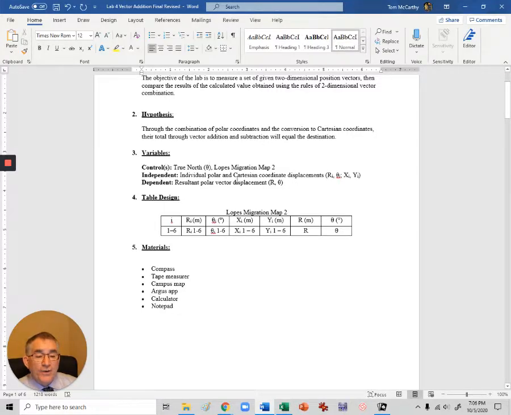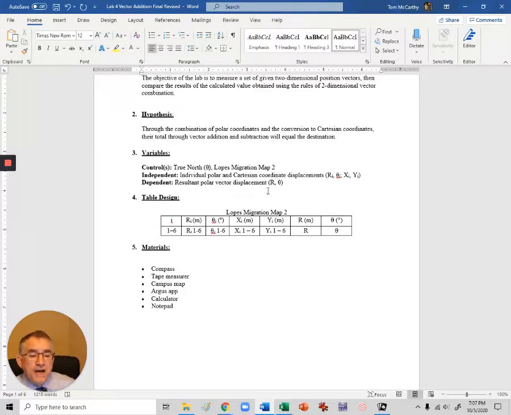The independent variable are the individual polar, and you'll also be calculating the Cartesian coordinates, so you can throw those in as well. And you can see those right there on the sheet. I hope you can. And the resultant vector, polar vector, that's the ultimate destination, is to determine where that set of vectors dropped you off. So that's your dependent variable, the resultant vector that you get by following a particular Lopes migratory path.